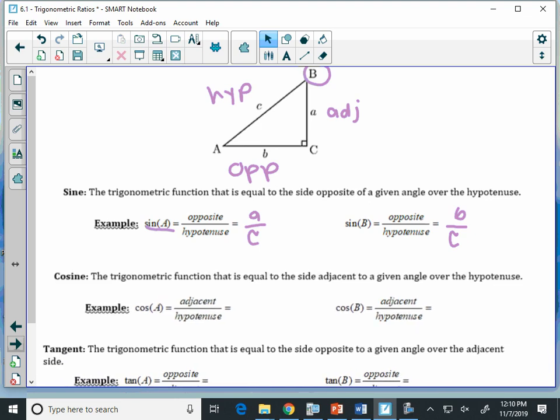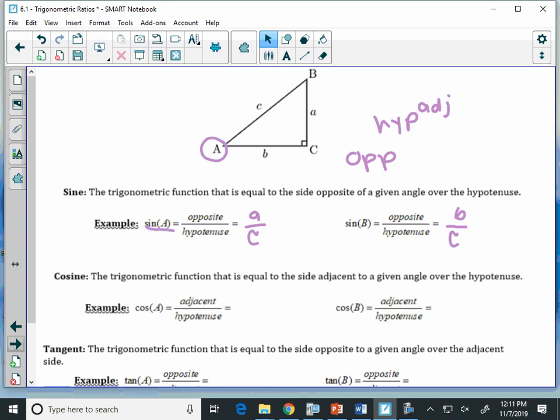Okay? Cosine is just the adjacent side over the hypotenuse. So again, we want to find the cosine. We abbreviate it COS. When we see that, it's just cosine. It's now cosine of angle A. So that means I'm going to start at angle A. And I'm going to relabel.